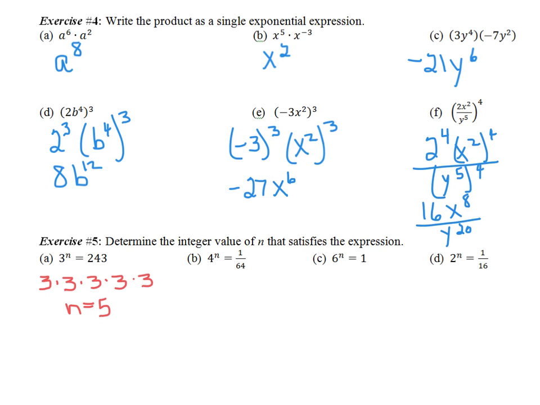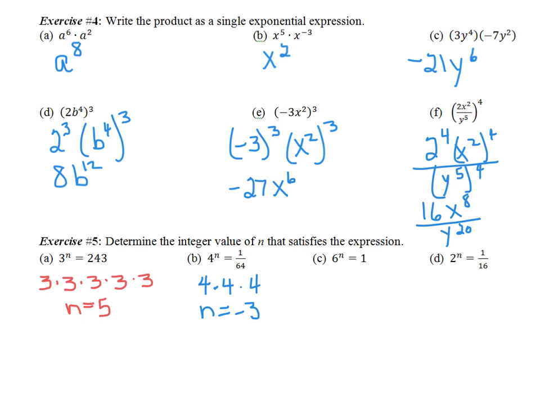In part B, I've got 4 to the n is equal to 1 over 64. Well, just thinking about my powers of 4, 4 to the first is 4, 4 to the second is 16, 4 to the third gives me 64. But since this is 1 over 64, that tells me that my exponent, rather than being a positive 3, must be a negative 3, so that tells me to take the reciprocal of 4, 1/4, and raise it to the third power.